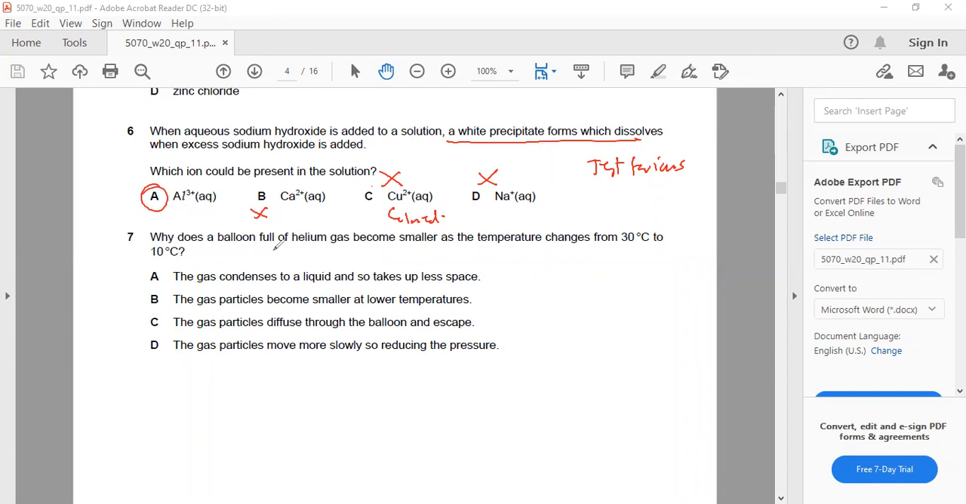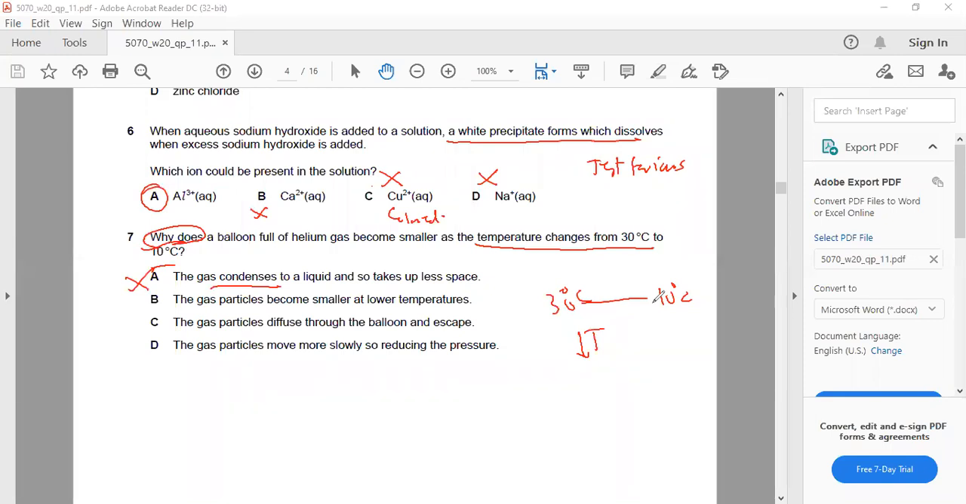Which balloon, full of helium gas, becomes smaller as the temperature changes? So 30 to 10 degrees Celsius. We're reducing the temperature. So the question is why? Read the question first. The gas condenses is wrong, because at this temperature the gas does not condense. Gases usually have boiling points in minus.